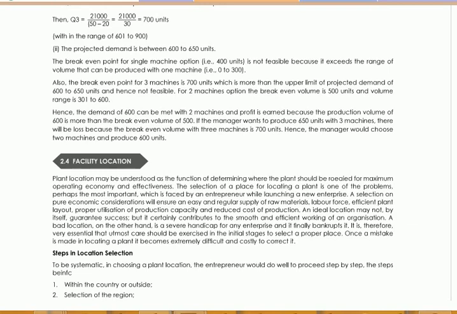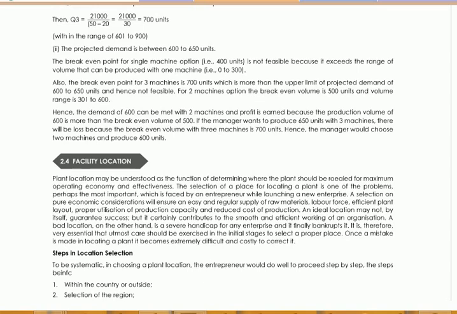Now, for finding the answer to the question, we will analyze all the numbers of machines given to us one by one. If we take the first option, the number of machines is 1. This option will not be feasible for this projected demand. The reason is very simple. The range given to us is from 0 to 300, which means 0 is the lowest value and 300 is the highest value.